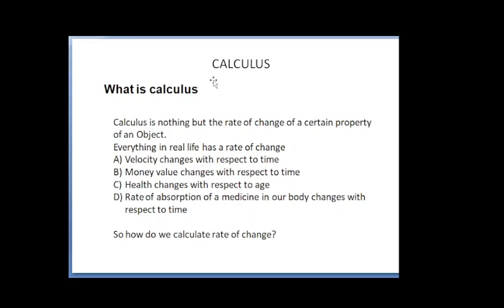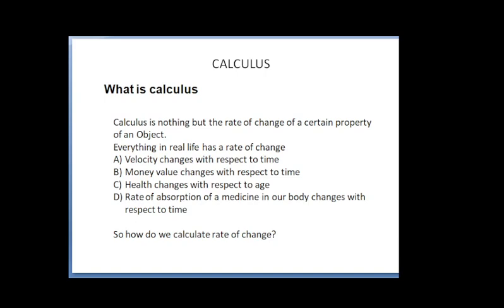Hello friends, today's topic is calculus, and let us see what the basic theory of calculus is. Right? So let us start. What is calculus? Calculus is nothing but the rate of change of a certain property of an object.